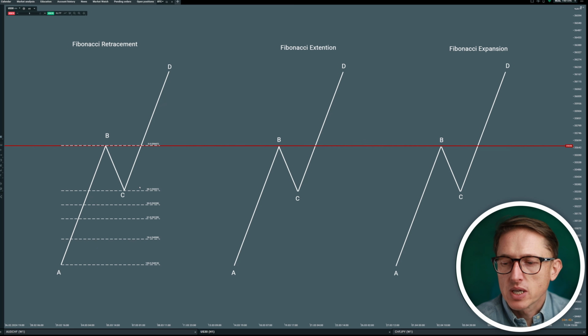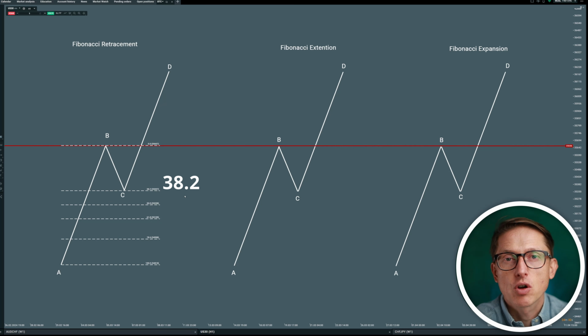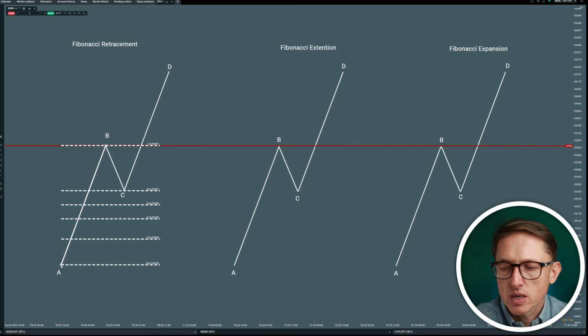And now back to the levels. So we have 38.2, 50, 61, 78. 38.2 is a very strong level for a very strong bullish market or bearish market, because this can be drawn in both ways. I will be just going through bullish examples here, so you can just reverse it later on. With the bearish market, the impulse would be going down and the correction would be going up.